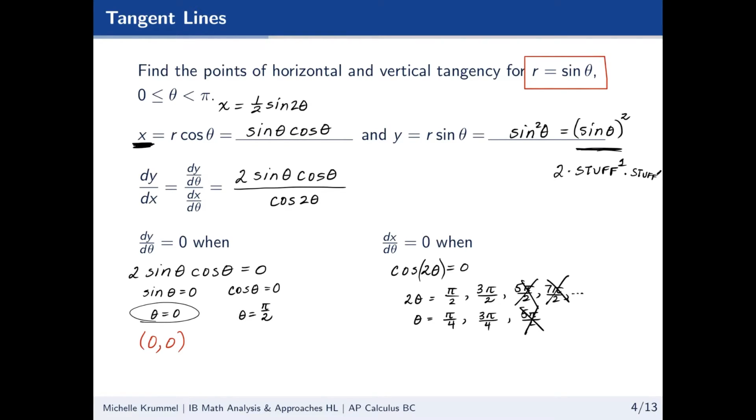When theta equals pi over 2, coming back over here, r equals the sine of pi over 2. And we know the sine of pi over 2 equals 1. So r equals 1. So we have r, comma, theta. Those are the points of horizontal tangency.